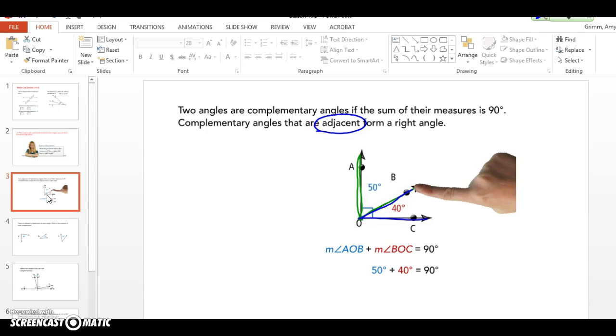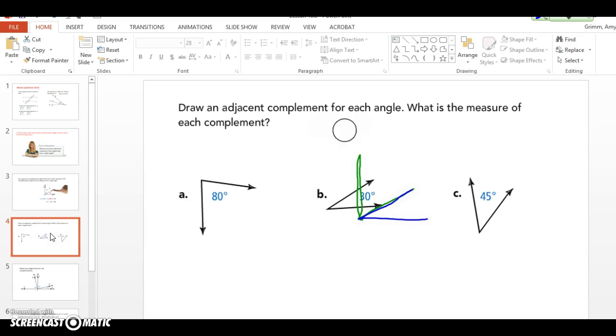All right, so let's see if we can draw some. This first slide says draw an adjacent complement for each angle, okay? So that means the total angle has to be how much? 90, good. The total angle has to be 90. And for it to be adjacent, what does that mean? Side by side, same vertex. So how do you think I could draw an adjacent complement for letter A? Can you tell me how big the angle should be? 10 degrees, right? Small, because we already have 80, so I need 10 more.